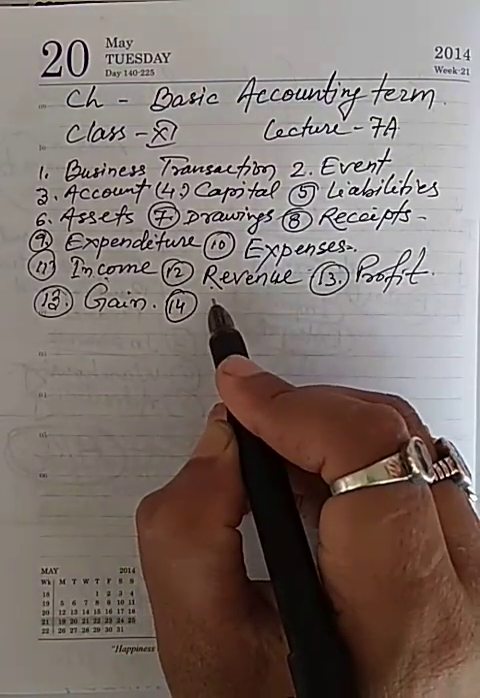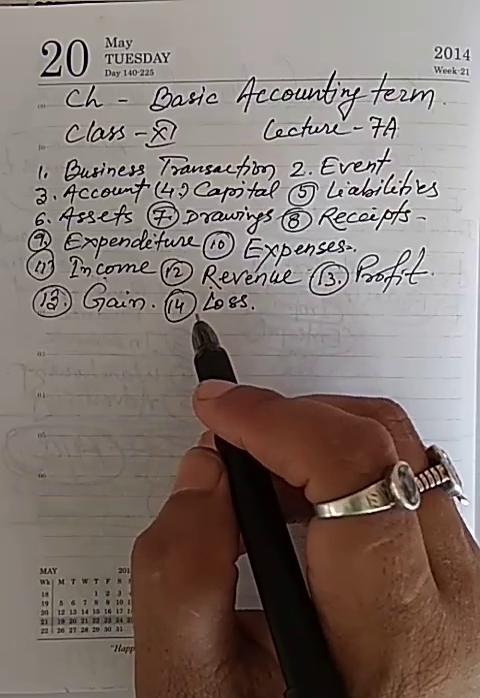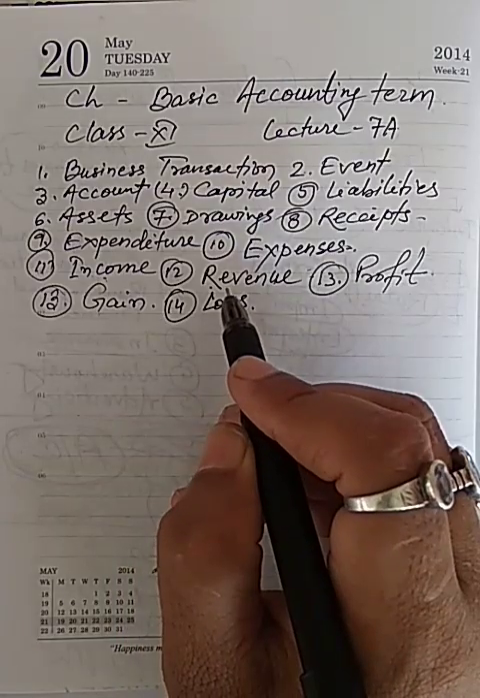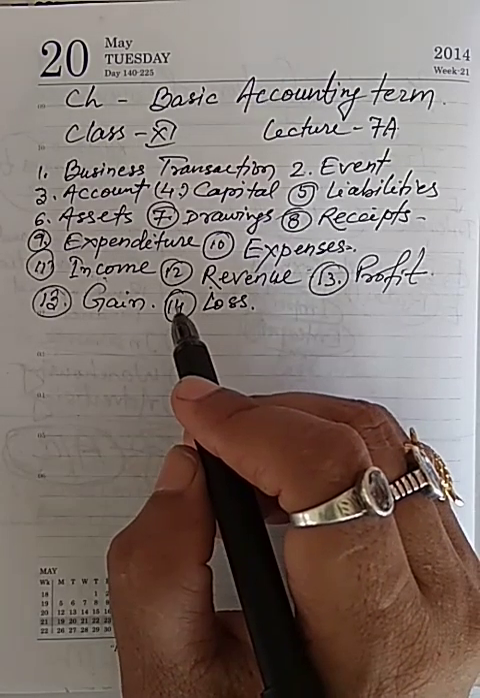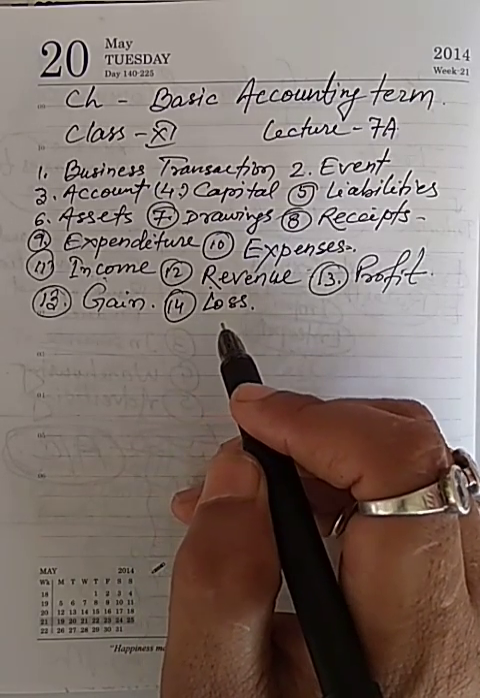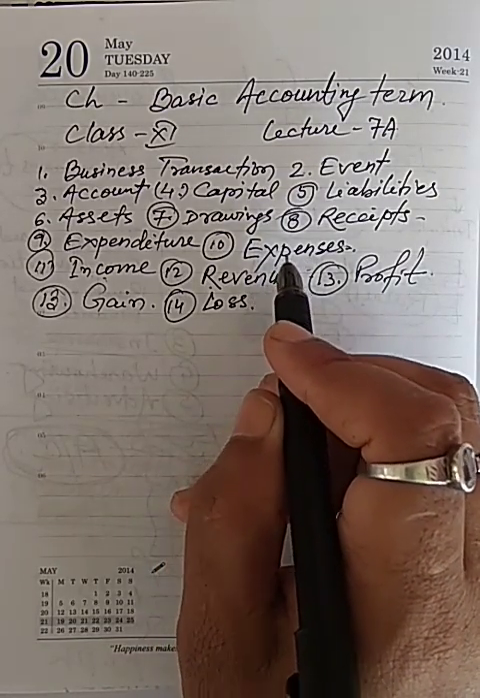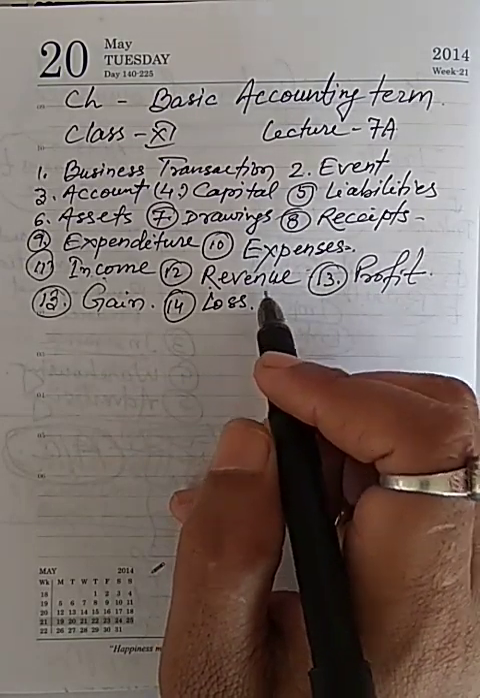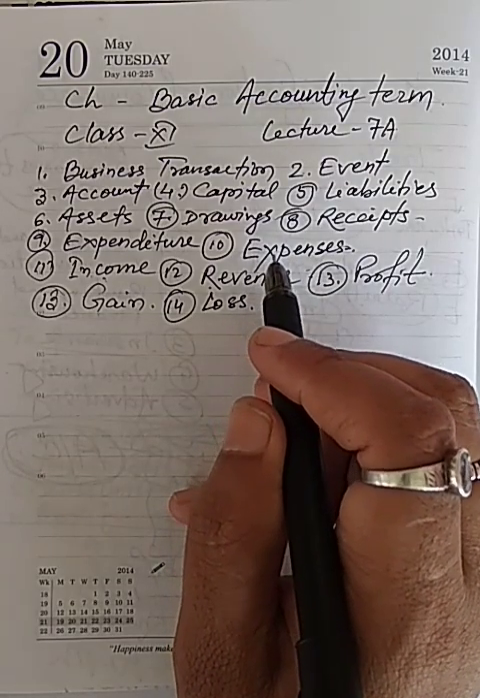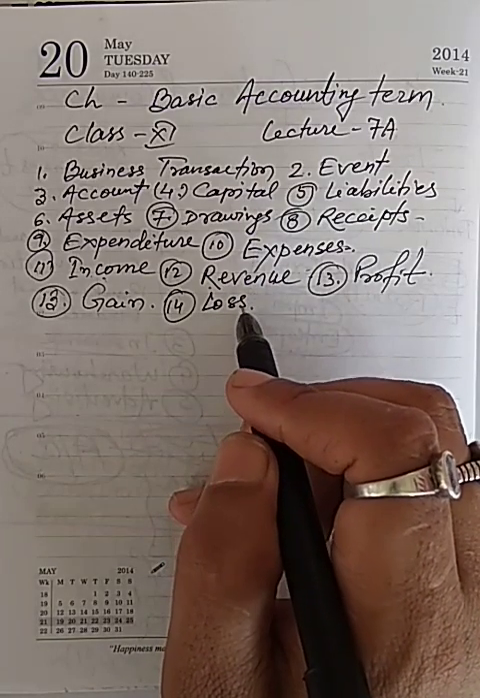Now next point is loss. The term loss is the result of the business for a period when total expenses exceed the total revenue. It is just the opposite of profit. So when expenses are more than revenue, it will be known as loss.